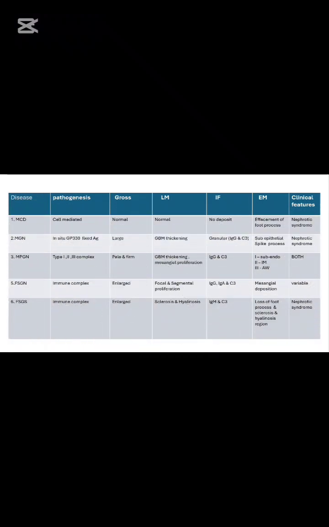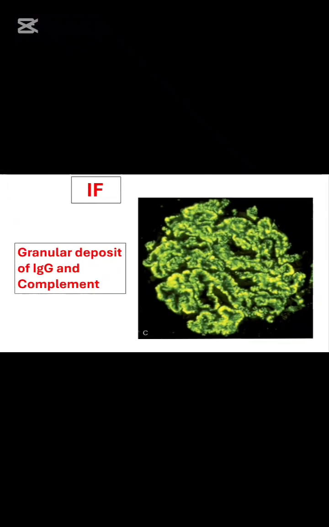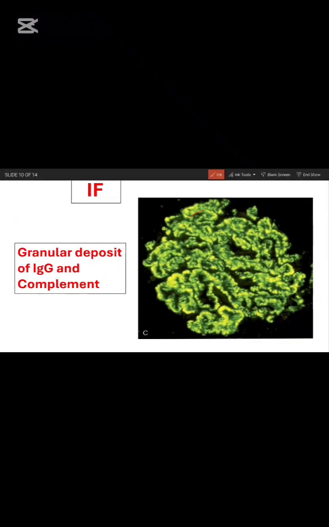Okay, so now the immunofluorescence. Immunofluorescence means what type of immune complex gets deposited, either IgG or C3 or IgA or IgM. In case of MCD, there is no deposition, but in case of MGN, there is a granular deposition. In case of MPGN, same as MGN, as you see in this figure, this is the granular type deposition.